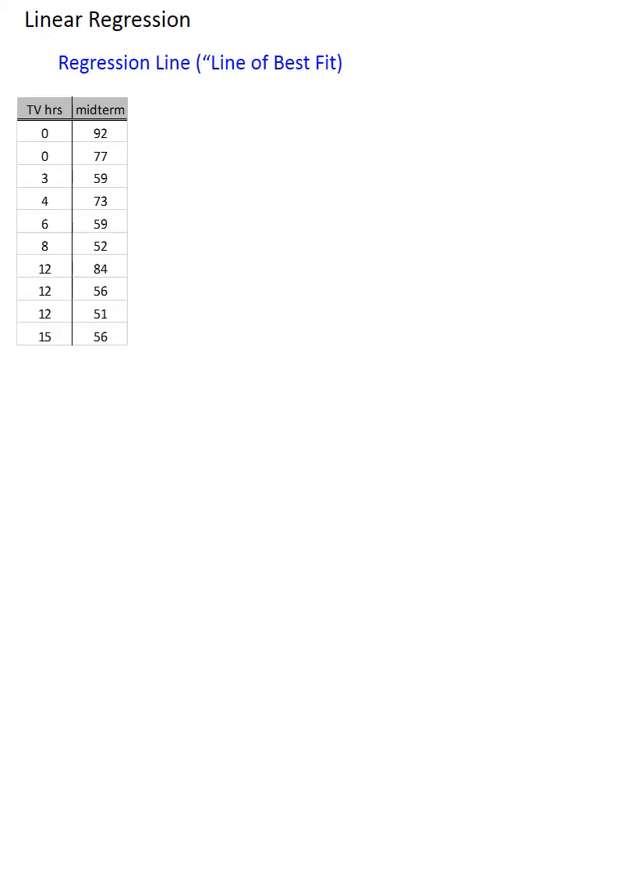Let's take a look at a second example here. Let's examine the impact of the number of hours of TV watched on a particular midterm. Here we have a handful of people. We've recorded the number of TV hours that they watched, say in the week leading up to the midterm, and we have their actual midterm scores. So is there a correlation between these two variables? And if so, what predictions can we make about them?